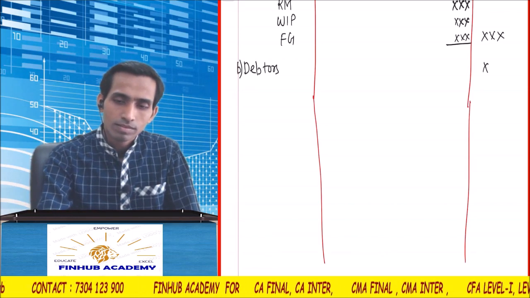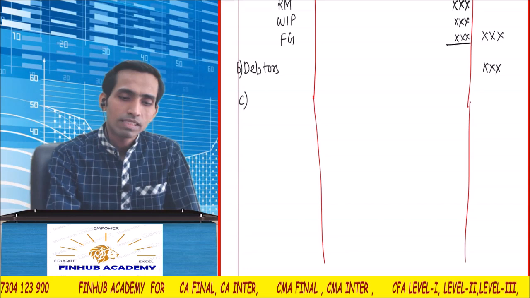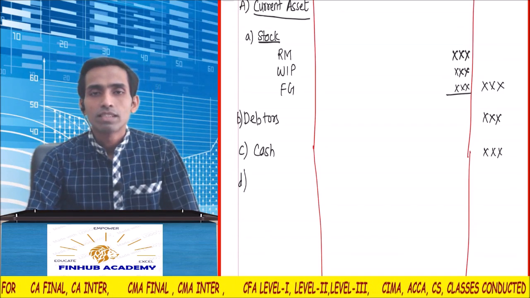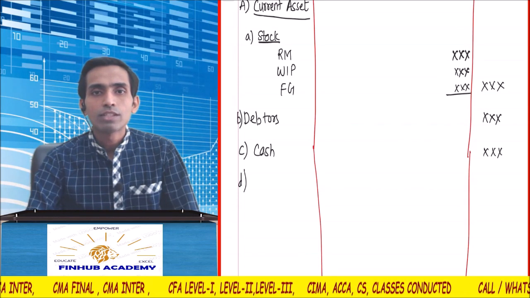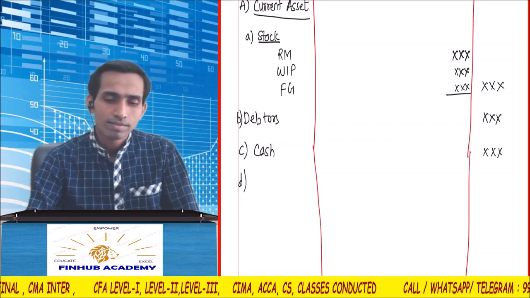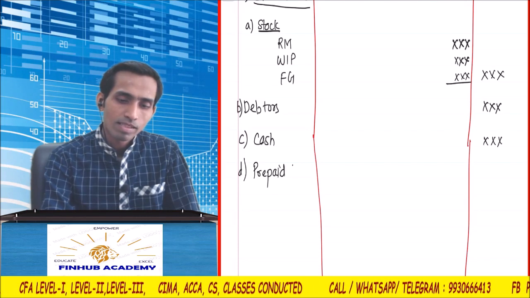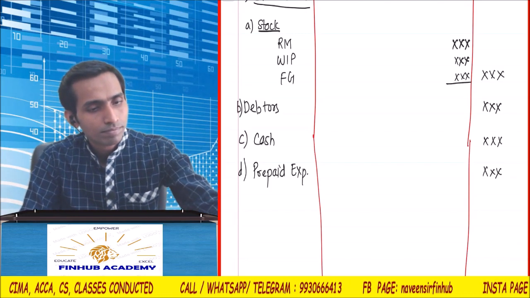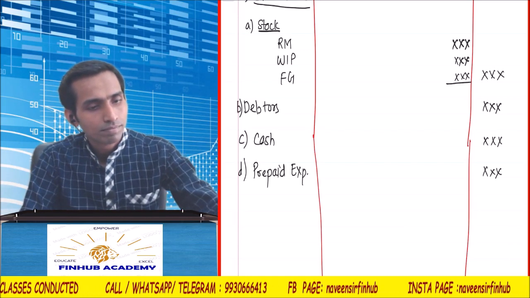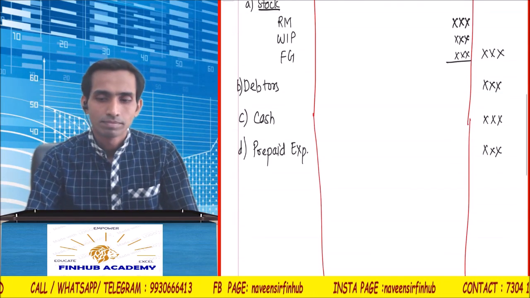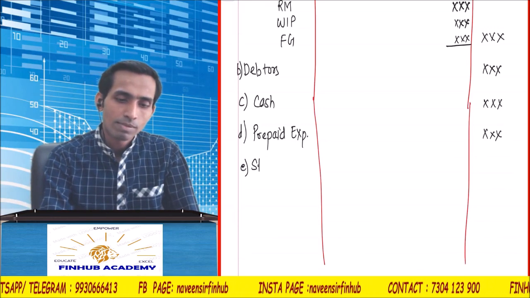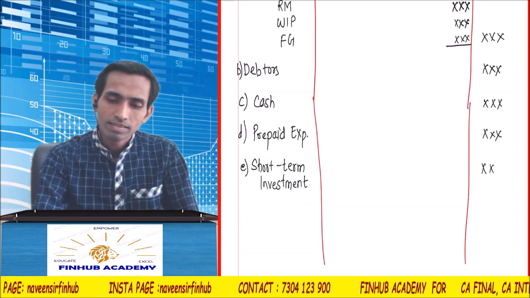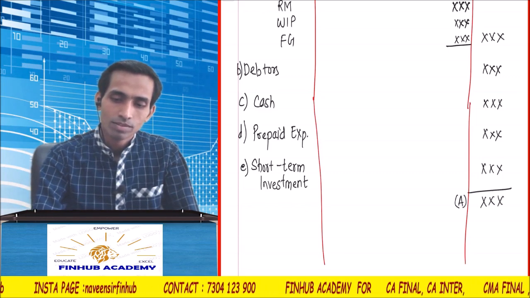Debtors. Then what will come? Cash. Current assets. Everybody knows what a current asset is, right? Short-term assets. What is the definition of a current asset? The asset which can be converted into cash within a year is a current asset. Prepaid expense. Short-term investment. Total current asset.